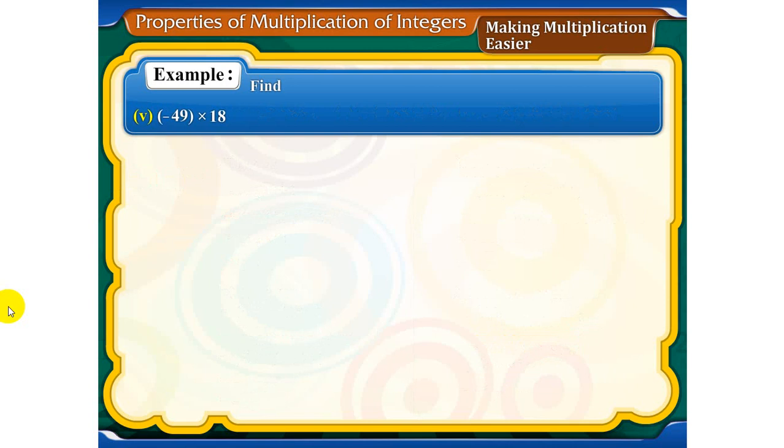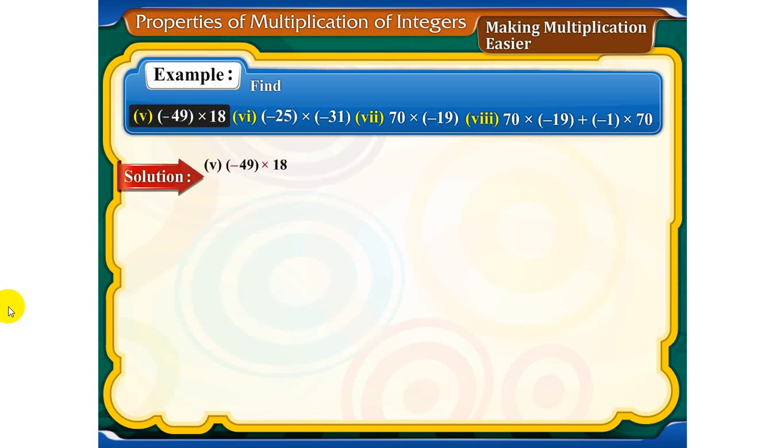5. Negative 49 multiplied by 18. 6. Negative 25 multiplied by negative 31. 7. 70 multiplied by negative 19. 8. 70 multiplied by negative 19 plus negative 1 multiplied by 70.